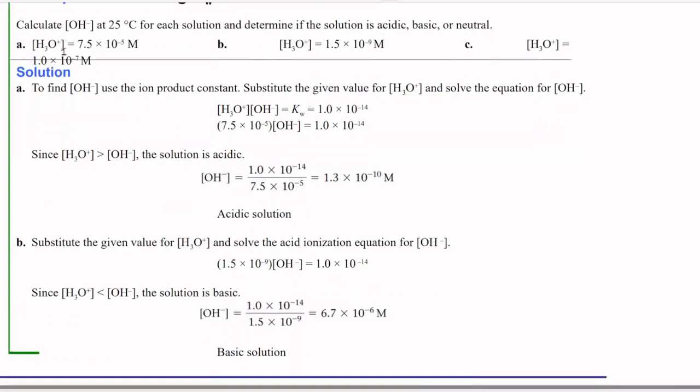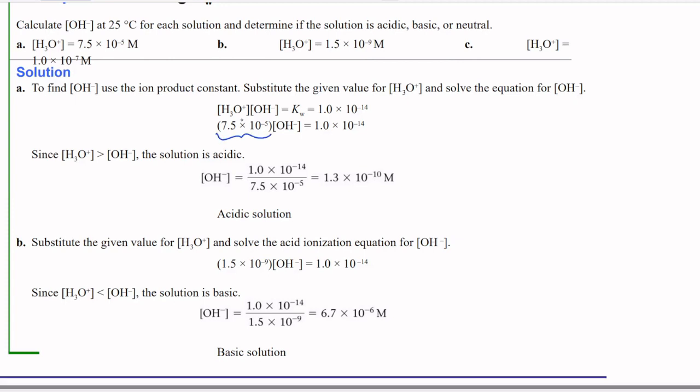So let's calculate the hydroxide ion concentration at 25 degrees C, meaning that our Kw is 1 times 10 to minus 14, for each solution, and determine if the solution is acidic, basic, or neutral. So for A, we have our hydronium ion concentration at 7.5 times 10 to minus 5th. So we know that the hydronium times the hydroxide ion concentration is equal to the Kw, which is equal to 1 times 10 to minus 14.